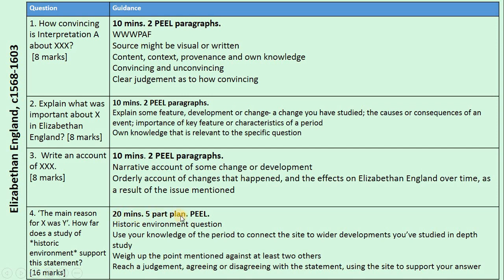It's a 5-part plan again. We're going to use PEEL, you can see, for every single answer that comes up. We're going to use PEEL to write our answer. Question 2, explain what was important about X in Elizabethan times. Question 3, write an account of. And then question 4, looking at the historical environment. The main reason for X was Y. Look at some examples of that.